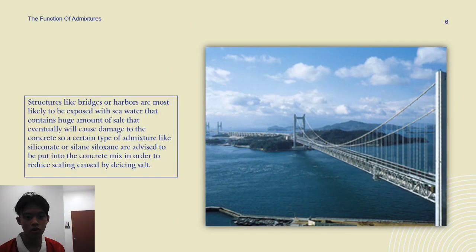Structures like bridges or harbors are most likely to be exposed to seawater that contains a huge amount of salt. You can also call it sulfate, which eventually will cause damage to the concrete. So a certain type of admixture like siliconate or siloxane is advised to be put into the concrete mix in order to reduce the scaling caused by the deicing salt.